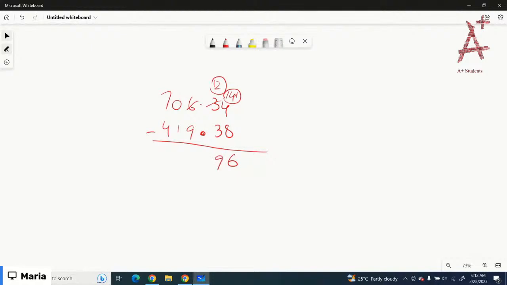12 take away 3 is 9. You cannot subtract 9 from 5, so you have to borrow 1, but here you already have 0. So you have to borrow from the 6; here you have 6, here you have 10, and here you have 9, it makes 15 here. So 15 take away 9 is 6. 9 take away 1 is 8, and 6 take away 4 is 2. It would be 286.96.